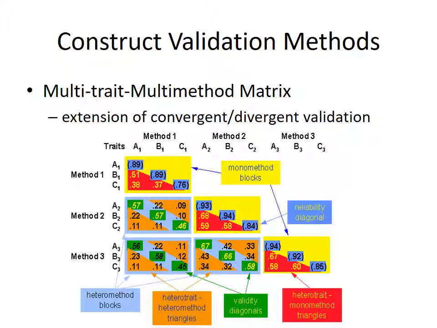Same test, same construct, different method. In this case, the red triangles are not showing us what we want to see at this point, because what we actually see is that in some cases we're seeing stronger correlations by the method than the traits. And finally, we have the orange triangles. These are heterotrait, heteromethod triangles. Here we're not only not measuring the same construct, or at least we don't think we're measuring the same construct, we're also not even using the same method. And these should be the lowest that we see.